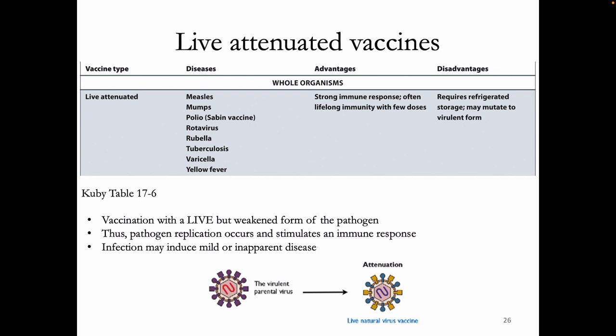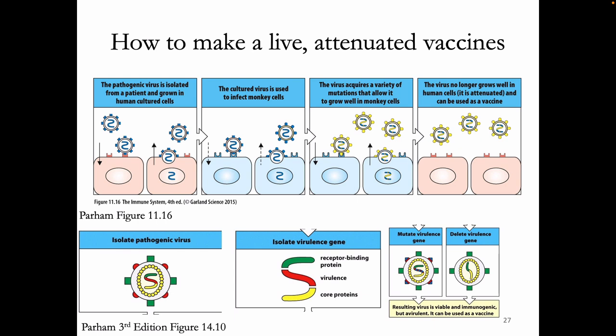In the past, the way we made them is we would actually just put a microbe in culture and wait until it happens to weaken by random evolution. In the case of the tuberculosis vaccine, they had to wait 28 years. Now we actually use molecular biology and remove genes for virulence or mutate them.